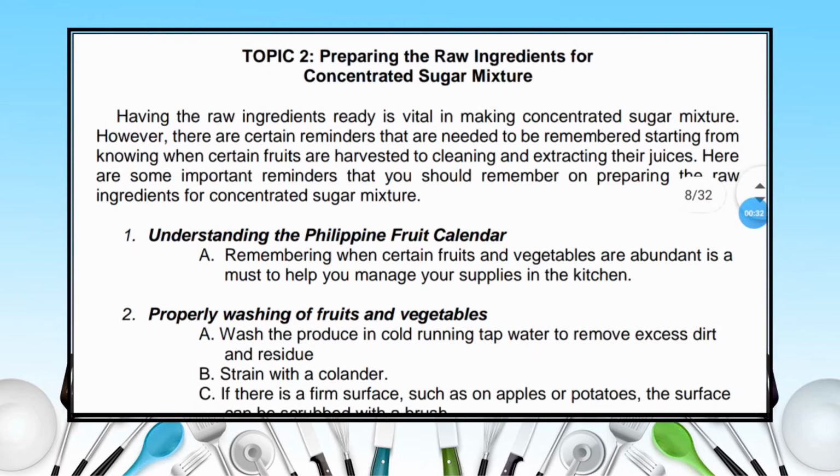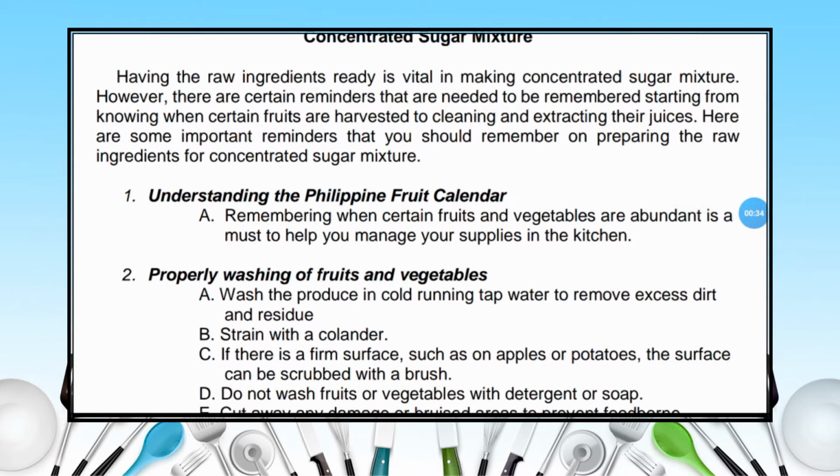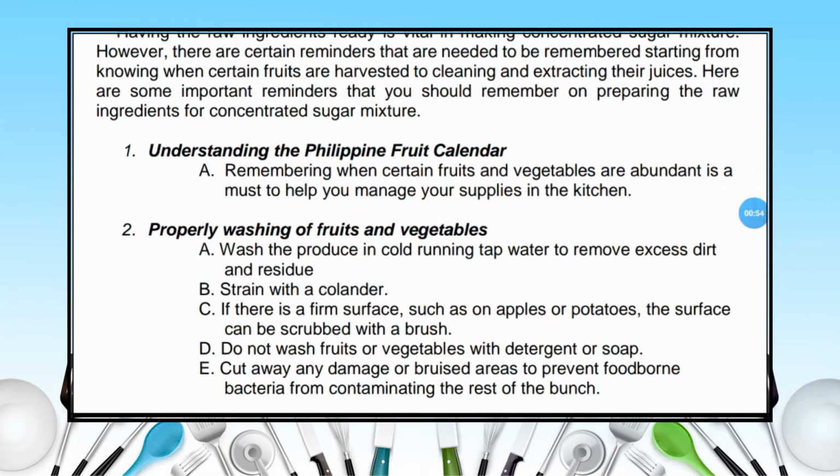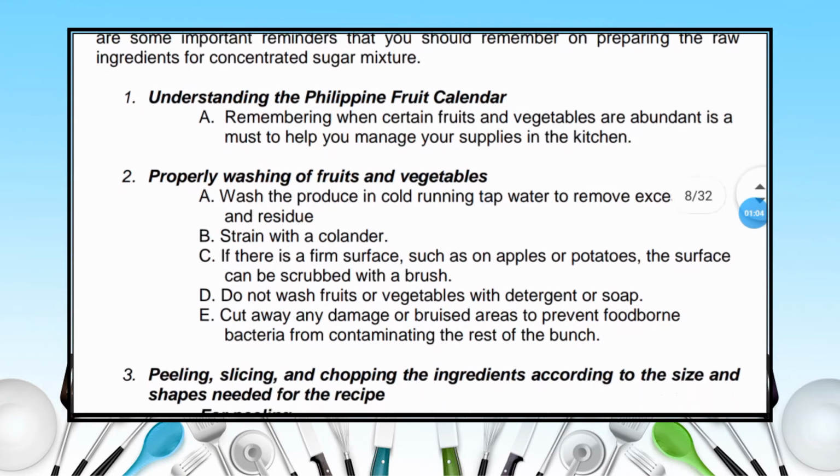Having the raw ingredients ready is vital in making concentrated sugar mixture. However, there are certain reminders that need to be remembered, starting from knowing when certain fruits are harvested to cleaning and extracting their juices. So, starting from identifying which fruits are needed, and then up to cleaning and extracting the juice from them. So, what should be remembered? These are the important reminders that you should remember on preparing the raw ingredients for concentrated sugar mixture.